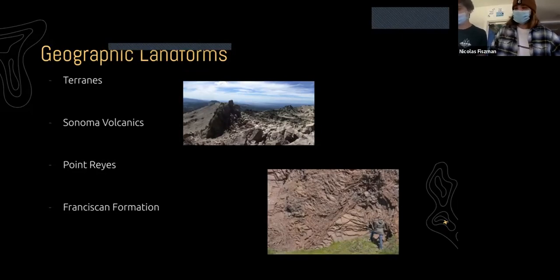Finally, the Franciscan Formation, a common rock formation in the Coastal Range. This formation can be found nearly everywhere in our province and is home to heterogeneous rocks that line the coast.